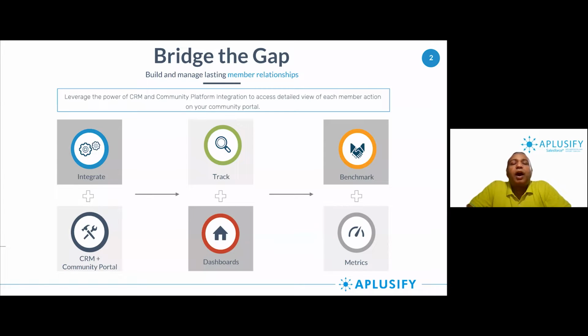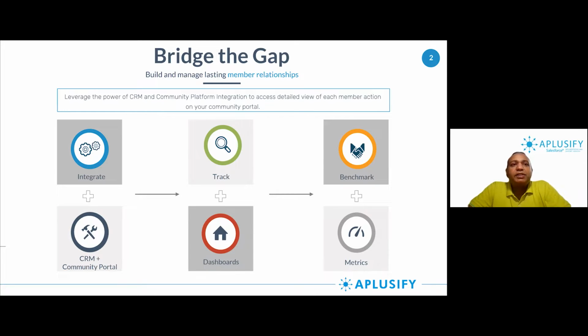So how do we bridge this gap? We have always talked about multiple silo systems in our typical association management systems or association or nonprofits landscape. Now, how do we actually bridge the gap between community portal and the CRM? Our first step is integrate, which is the integration of your AMS or your CRM with your community portal. So the first step is integration.